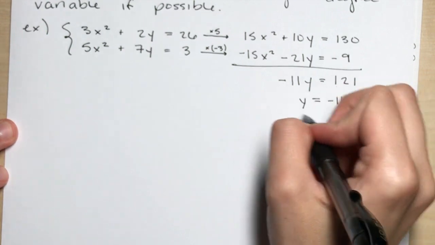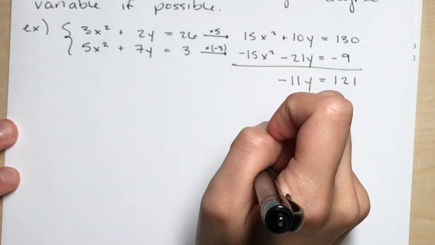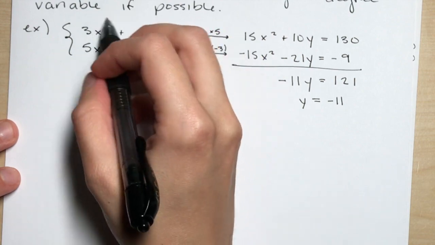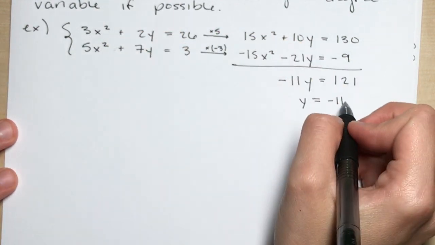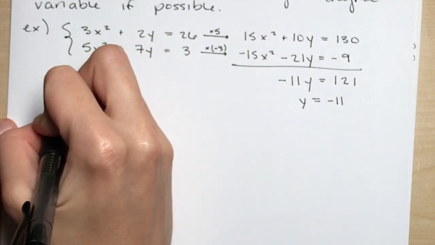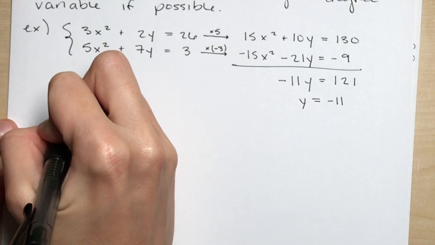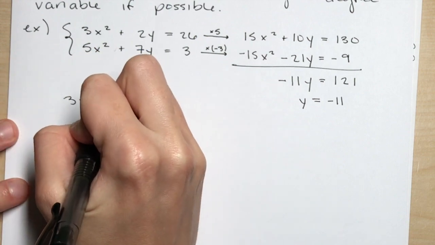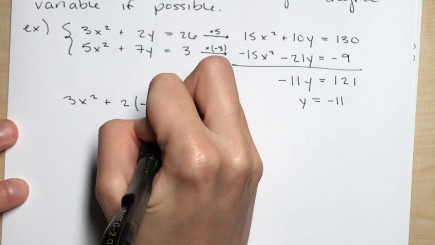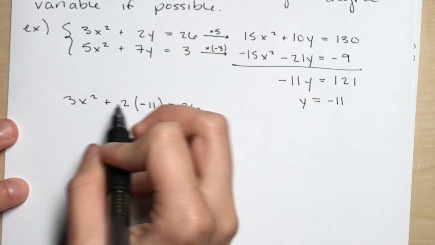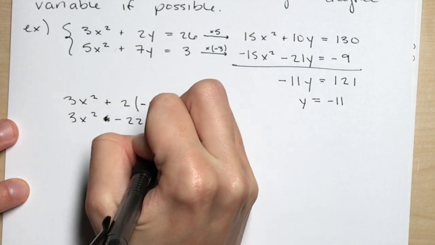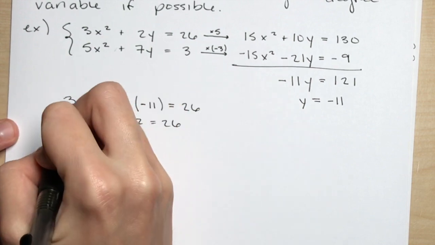Okay, now that we've got this negative 11, we've got to plug it back in to get x. Again, doesn't matter which one we choose here because they have the same degree. So I'm going to use maybe the first one, just because. So 3x squared plus 2, we plug in negative 11 instead of y. So we have 3x squared minus 22 equals 26. We bring that 22 over.